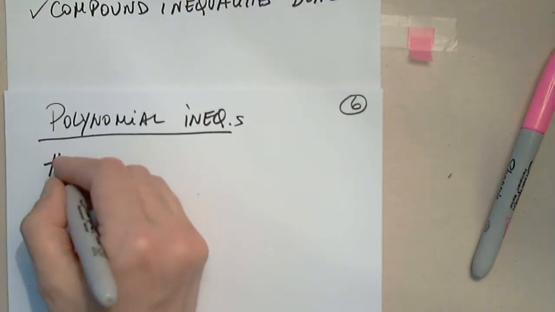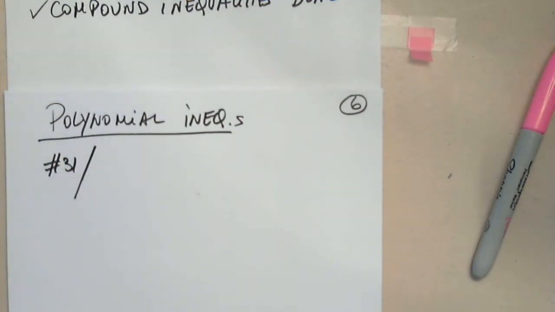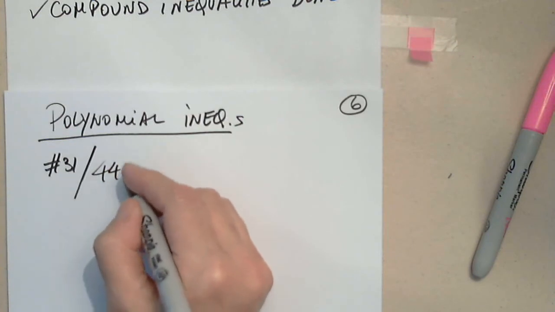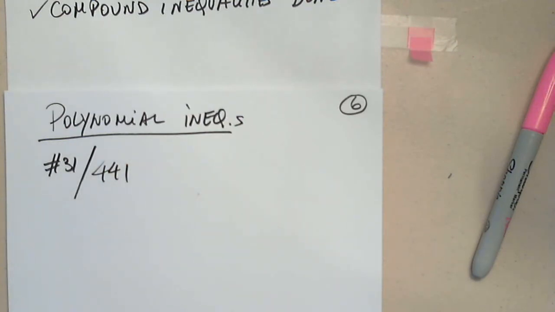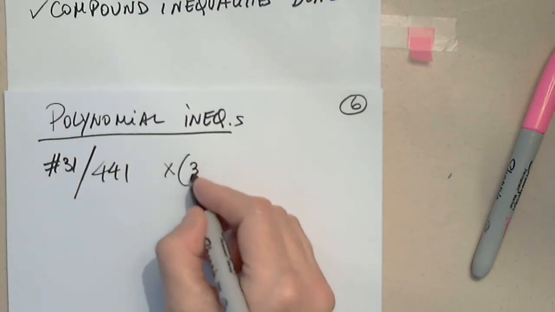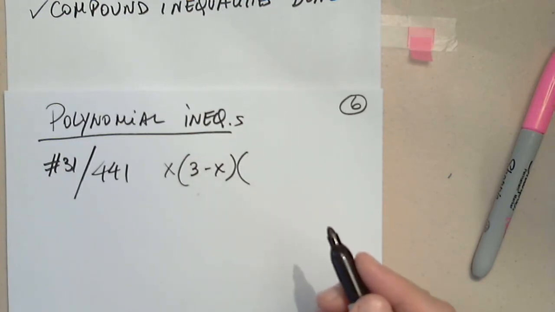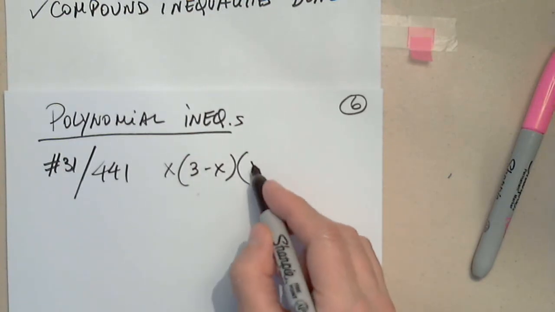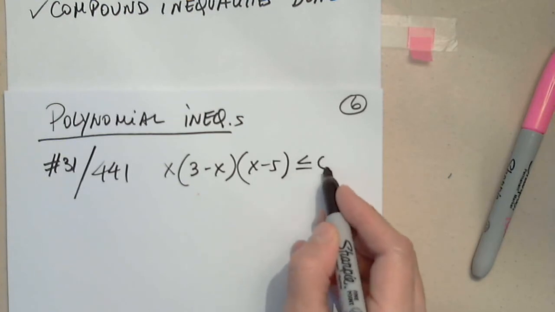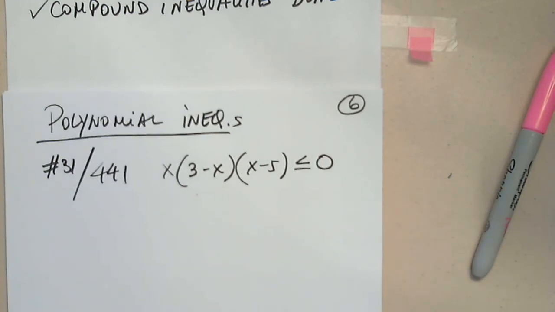31 on page 441. And we have x, 3 minus x, x minus 5, less than or equal to 0. And then we're going to look at one that we need to factor. But first, let's look at this one. Okay, what degree is this?